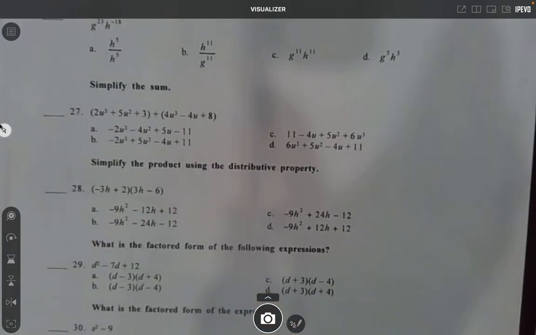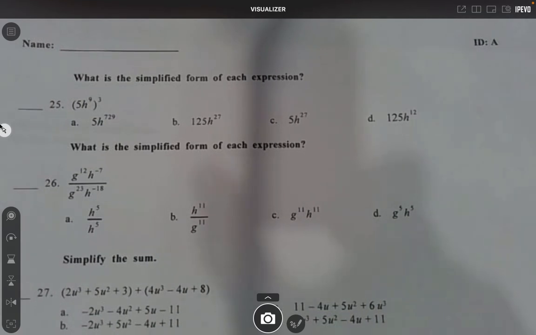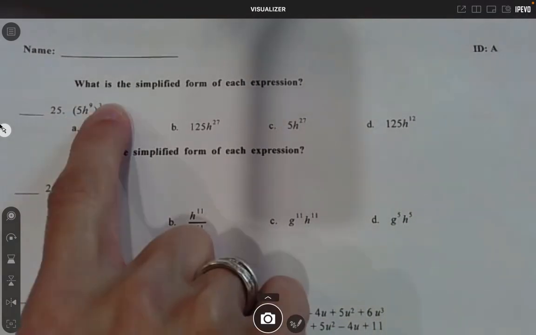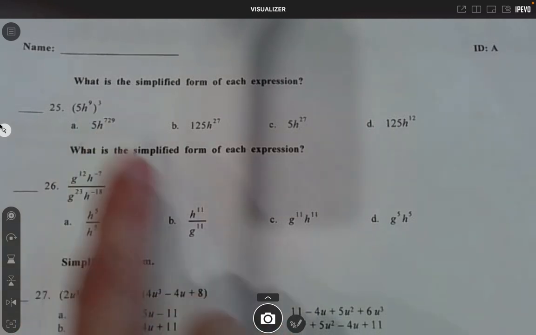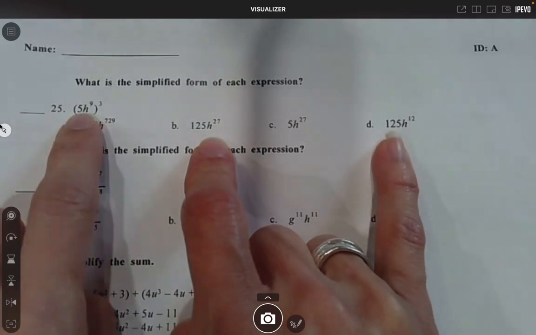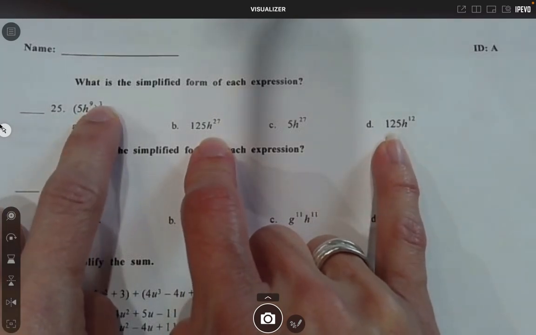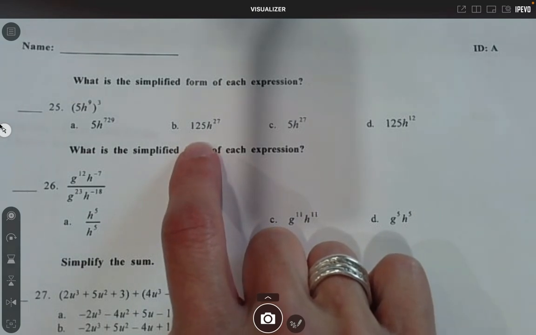25. A lot of people miss this one because they put 5, and it is not 5. 5 has to be raised to the 3rd power. 5 to the 3rd power is what? 125. So it's one of these answers. Now your exponents, you multiply them. What's 9 times 3? So that's why it's this one. Okay, it's a rule. You have to remember that rule. That's from like chapter 7.